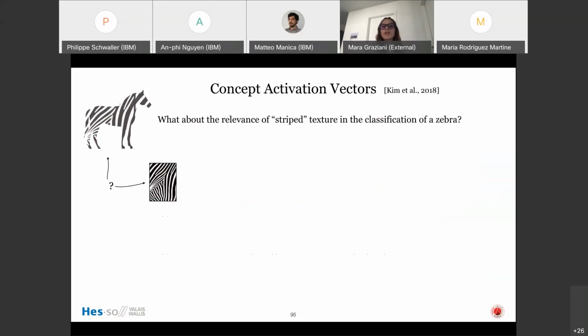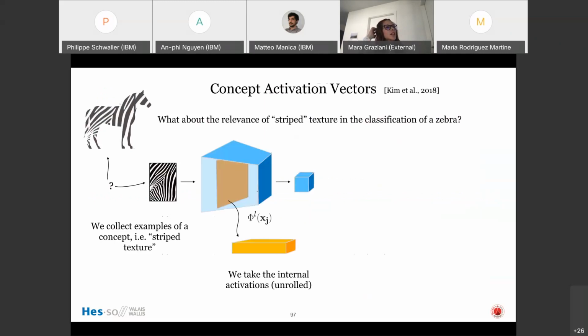Let's say that we have a zebra, for example, and we would like to estimate the relevance of stripe texture in the classification of the CNN. One thing we can do is collect a batch of examples of the stripe texture concept. We feed them into the CNN, and we take the responses of a given layer. So again, the orange layer inside the network here.